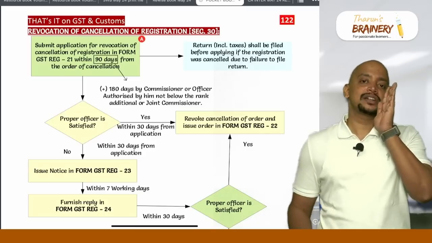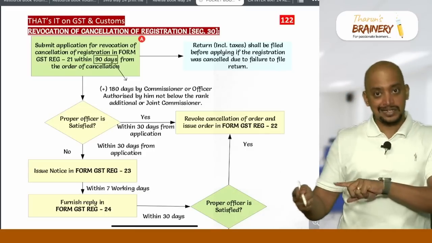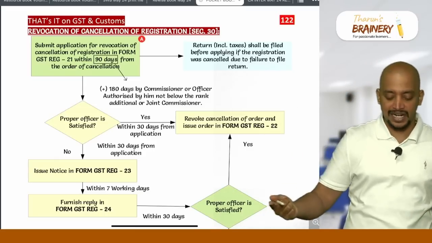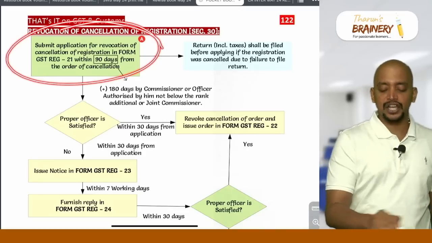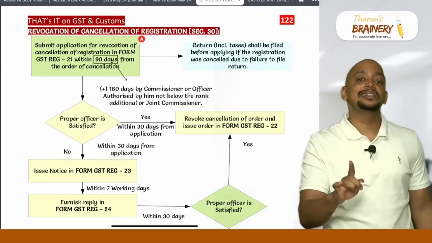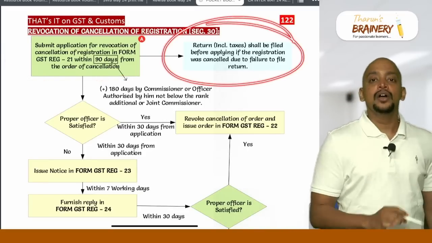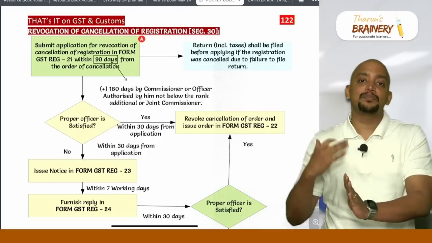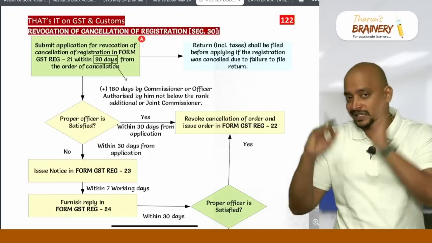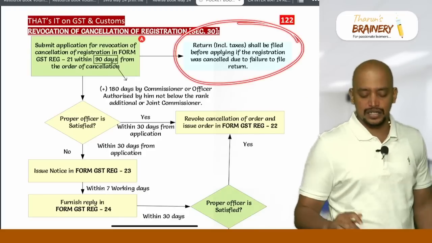So once a cancellation order is served, from there within 90 days, or it can be extended for a further period of 180 days. But before making the revocation application, all the returns till the date of cancellation need to be filed. All the pending returns which are not filed, for which cancellation is initiated, all those pending returns need to be filed.